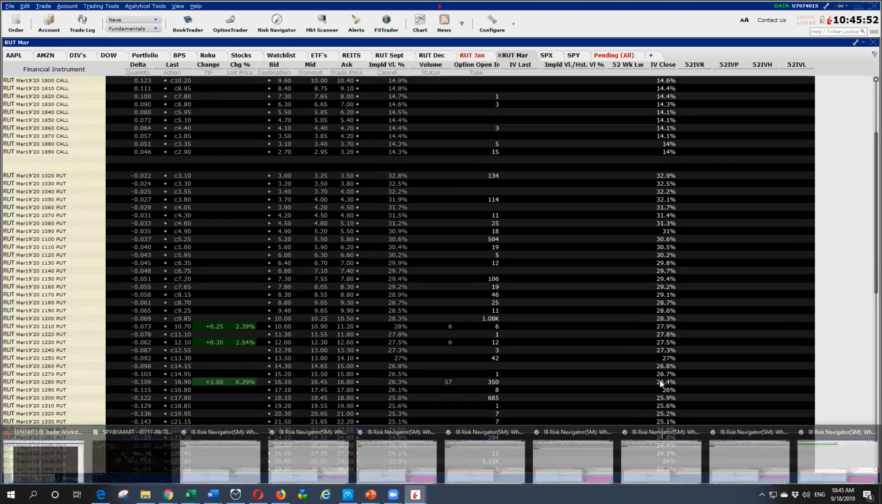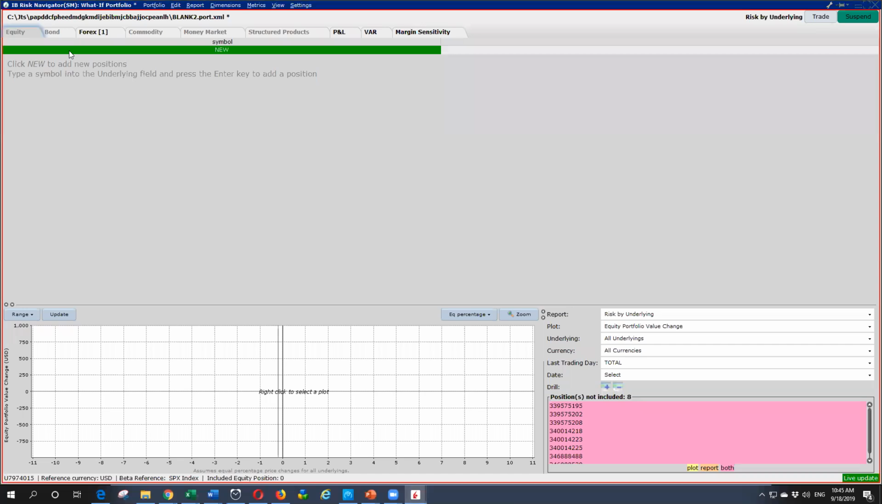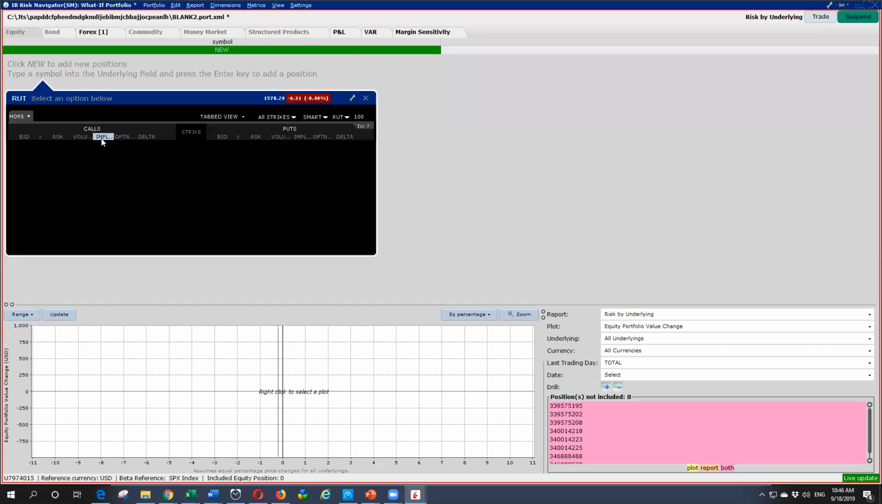Then I'll go into Risk Navigator and set these up and have a look at how the trade looks. Again, this is going to be pretty standard, so a lot of times I won't even really need to do this.